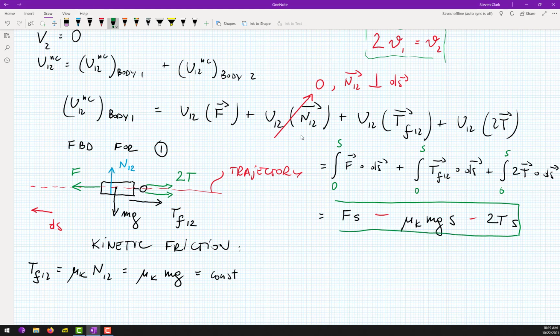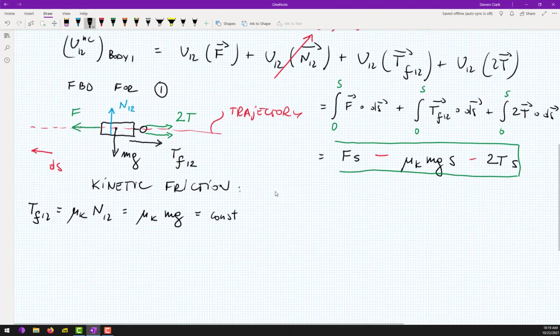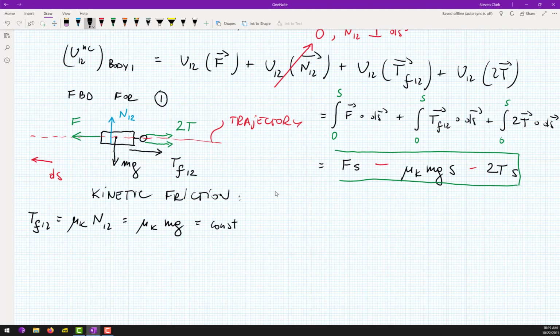So not 80, not 100, but 90% of the problem done. We must also find U12 done on body 2. Unless there are questions. Now, U12 non-conservative on body 2. Questions about what happened so far? If you have questions, you can think of them. Even if you don't want to ask them right now, keep them in mind. I will open a question slot very soon.